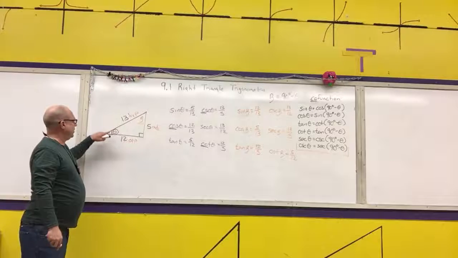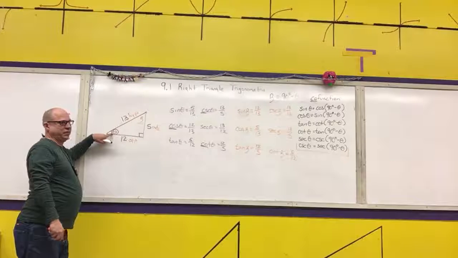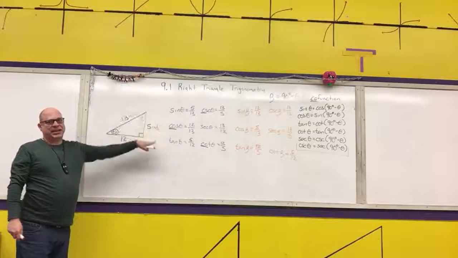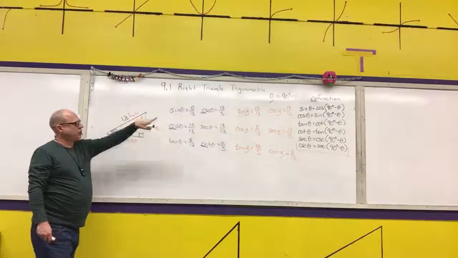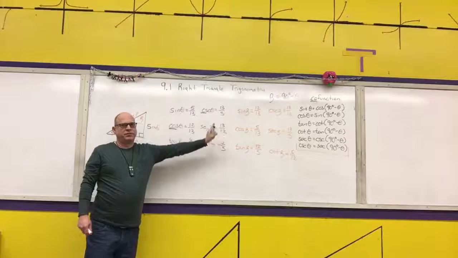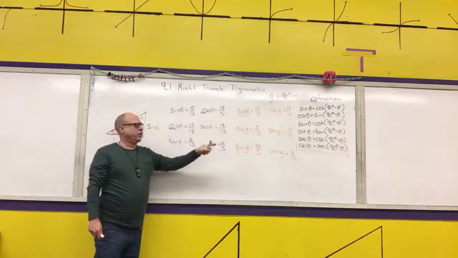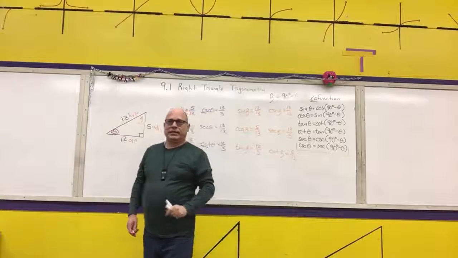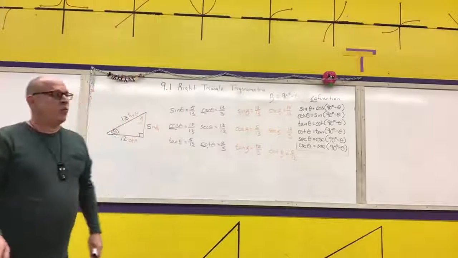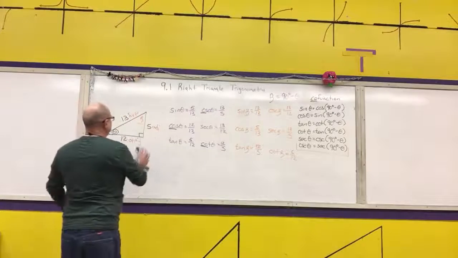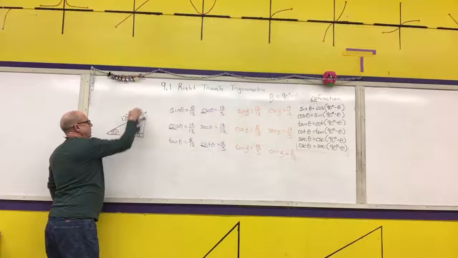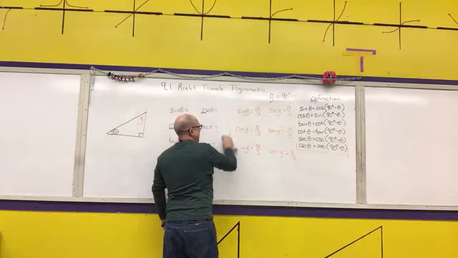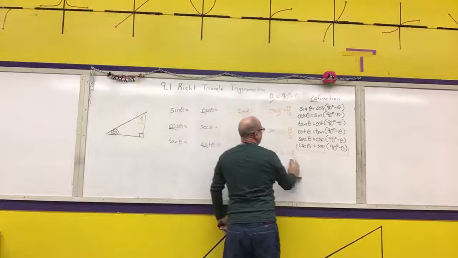So if you know the ratios for one of your acute angles, you don't actually have to label the other side. You can just use your cofunction identities to come up with the trig functions for the other angle. You can do it either way, but you are still required to know those cofunction identities. So I'm going to do one more triangle. And this time I'm going to use the cofunction identities to come up with my beta angles.